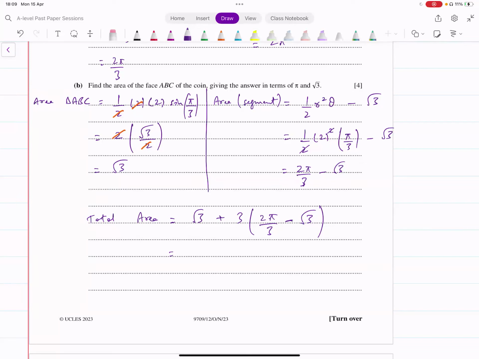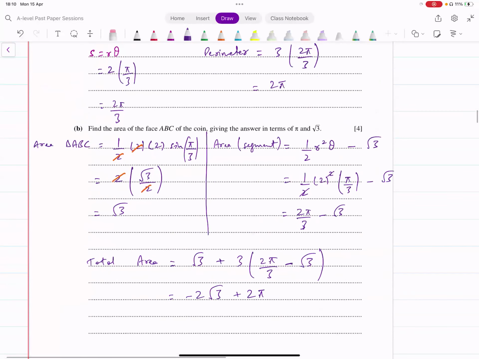Now, okay, so if I put all of this in my calculator directly, that's not giving me an exact result. So let's break it down then. Under root 3 minus 3 under root 3. And that's going to give you minus 2 under root 3. By just adding these two terms, under root 3 plus 3 into this, that's minus 2 under root 3. And then you have 3 times this, that becomes 2 pi. So this is the total area in terms of pi and under root 3. Okay, that's what we're getting.